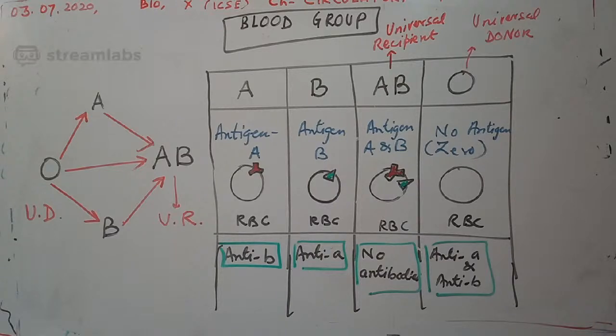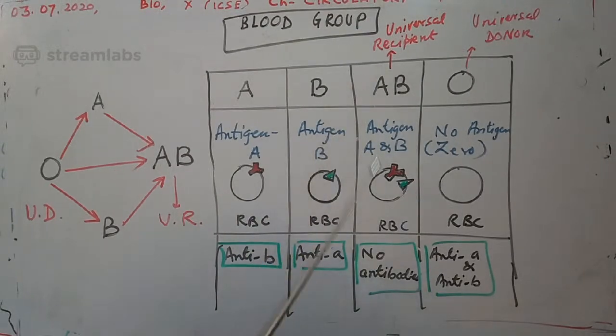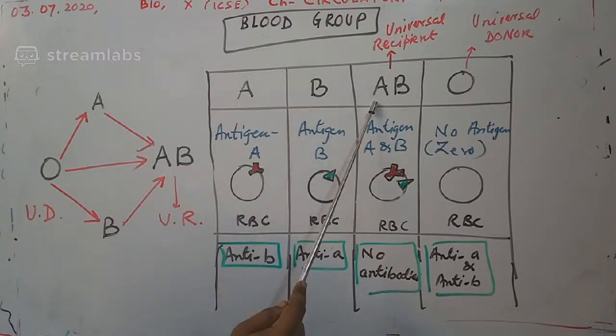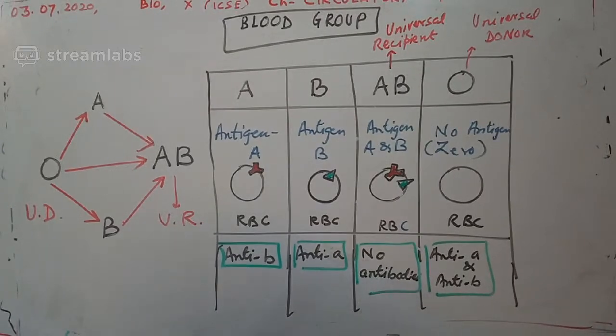Okay. So I was saying, first point I told you. Second, there's one more point. Second point you write from here. AB is called universal recipient because it has no antibodies. I repeat. First point you should write: AB can receive blood from blood type A, blood type B, blood type AB, and blood type O. Therefore, it is called universal recipient and it has no antibodies.